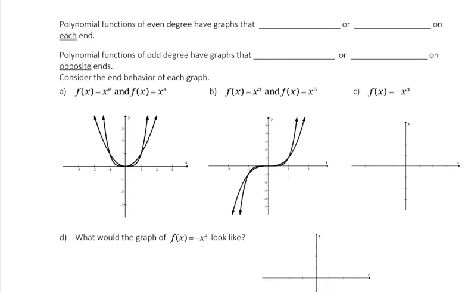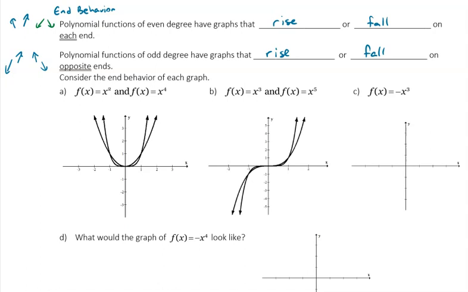All right, next up, we're going to talk about end behavior. Polynomial functions of an even degree have graphs that rise or fall on each end. They do the same thing on each end, as in they're either both rising or they're both falling. Polynomial functions of an odd degree have graphs that rise or fall on opposite ends, meaning that if it goes down to the left, it would be going up to the right. If it was going up to the left, it'd be going down to the right. They do the opposite on each end.